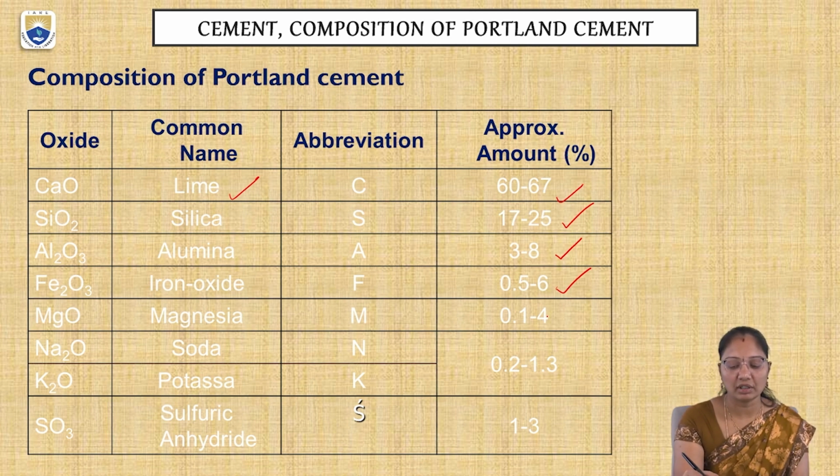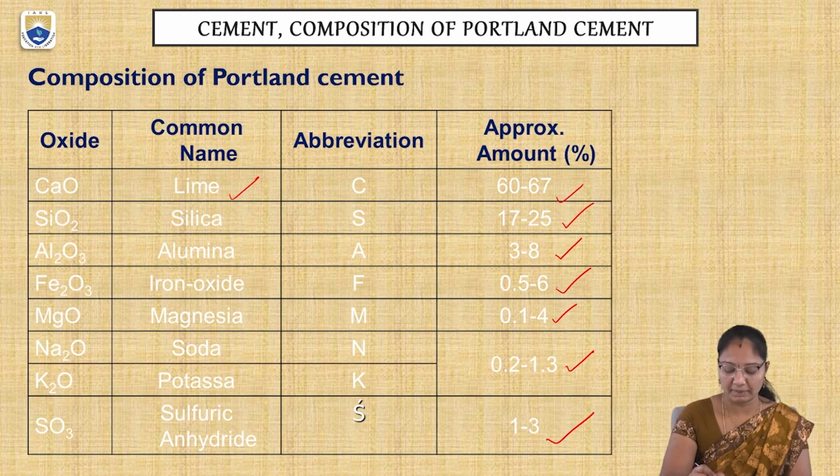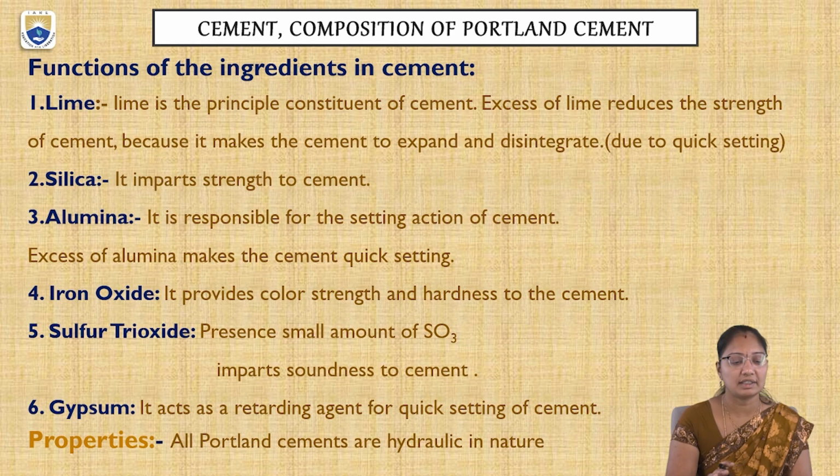So these are the major components. Coming to the minor ones: magnesium oxide at 0.1 to 4%, then sodium oxide and potassium oxide, which together are 0.2 to 1.3%. Coming to the last, sulfuric anhydride or sulfur trioxide, which is around 1 to 3% in its composition. This is the general composition of Portland cement.